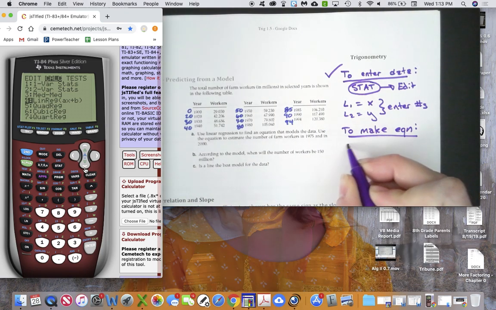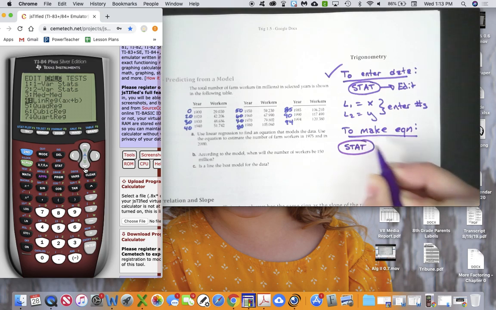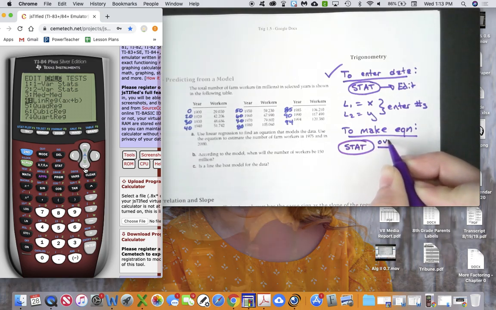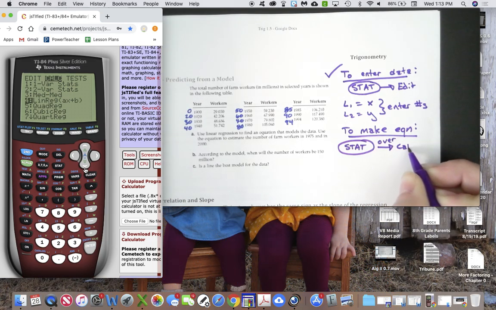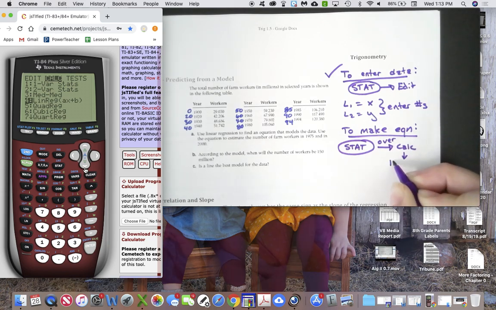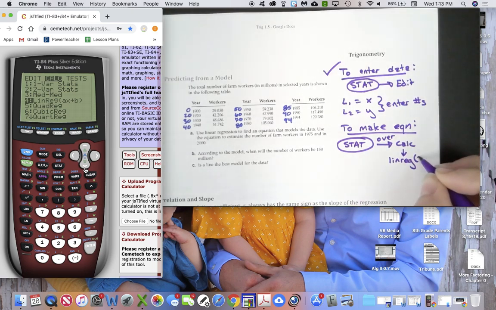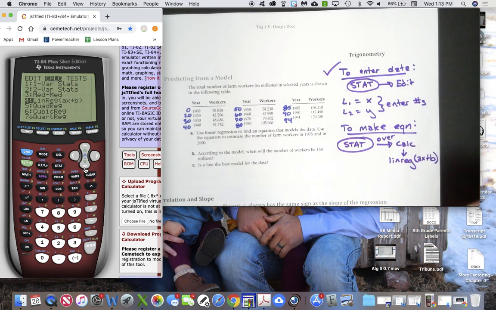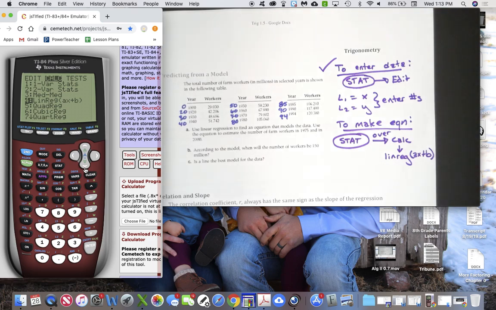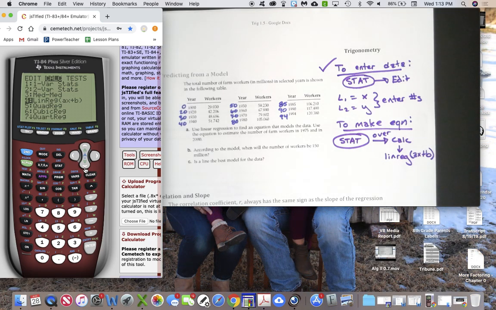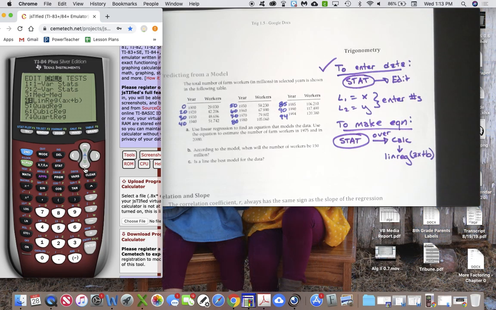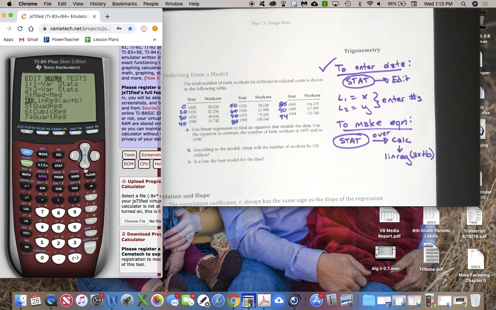Stat is the button on the main screen. I'm going to put over to Calc, and down to linear regression. And it says AX plus B. Okay, so by doing this, it is telling the calculator, make me a linear equation. I'm just writing out what this thing says. Linear regression, AX plus B.